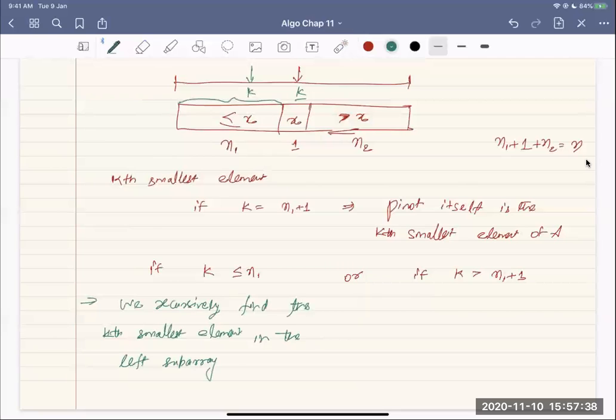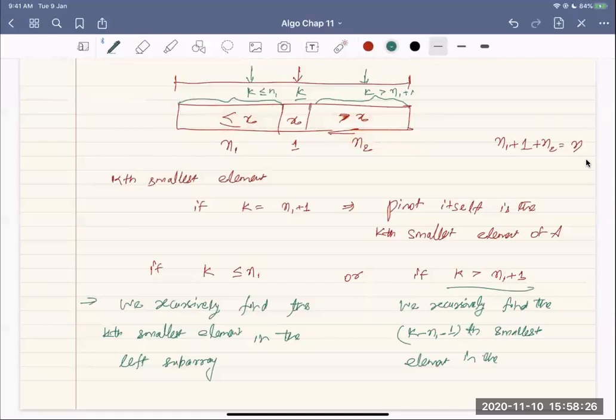And similarly, if k is greater than n1 plus 1, then what you have to do? If k is here, it will be lying in this subarray. K is greater than n1 plus 1, and here k is less than or equal to n1. So it will be lying here. So that means you don't have to worry about this array, and you have to find the k minus n1 minus 1th smallest element here. So we recursively find the k minus n1 minus 1th smallest element in the right subarray.